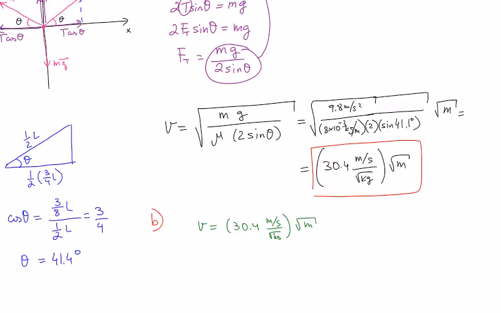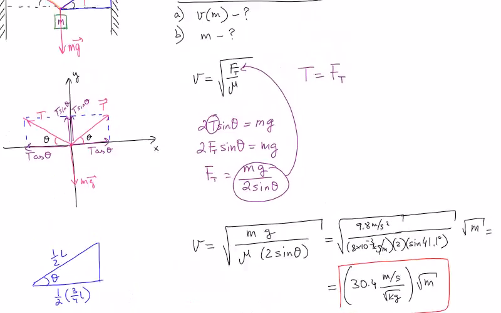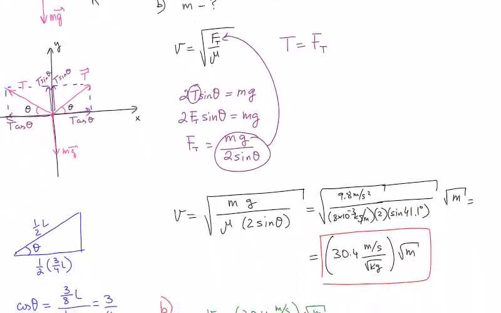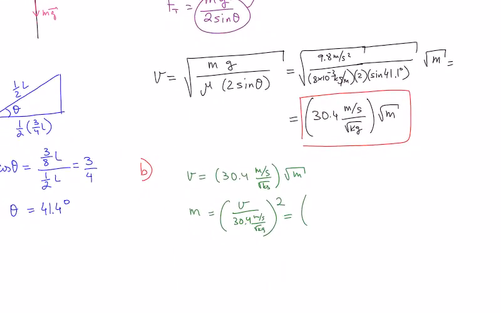We want to find the mass here, so I could say the mass equals v over 30.4 meters per second over square root of kilograms, and then squared. Okay, let's plug in the value for v. So what was our v? Let's go up and see what v was given. It's 60 meters per second. Let's plug that in.